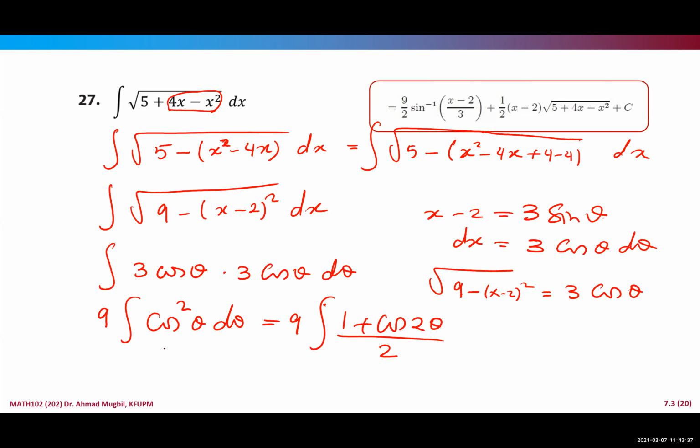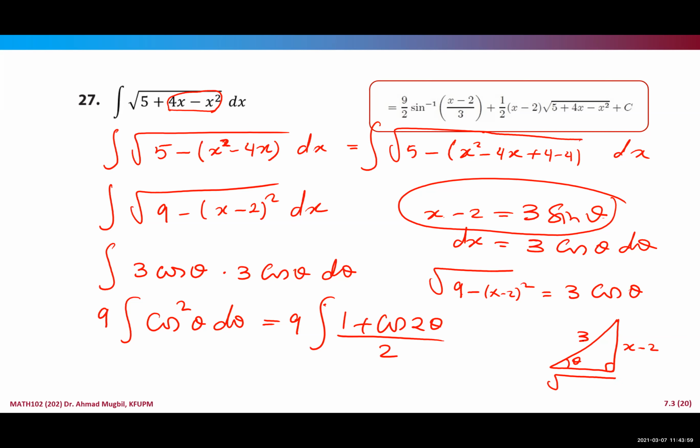Let me show you how the triangle looks. According to this, what will be the triangle in this case? This is theta, so sine theta will be x minus 2 over 3, the opposite over the hypotenuse. And this one here will be 9 minus this one squared, which is the same as the first radical that we have. And this is the final answer.